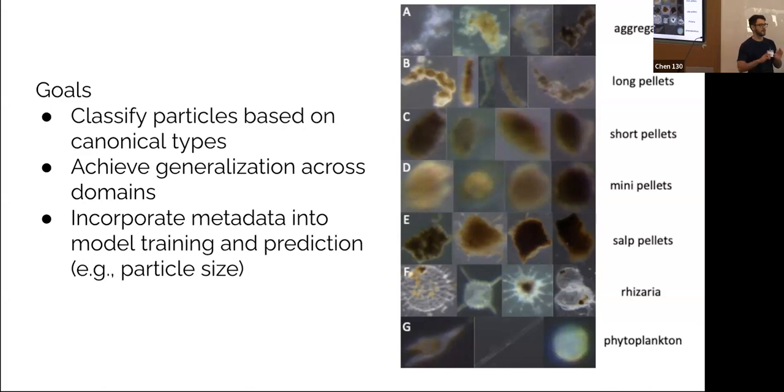Yeah, so during our image processing pipeline, for each image we have the image data, and we maintain the latitude and longitude and something called the equivalent spherical diameter, which is an estimate of the size of the particle. So we have that information for each image. We just have to figure out how to incorporate that into the training and prediction.